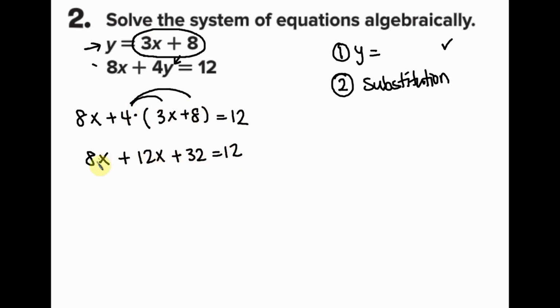8x plus 12x are like terms. If I add them, I get 20x. And since I have 32 over here, I need to get rid of this to the other side. And the 32, just bring it down and you will get 12.